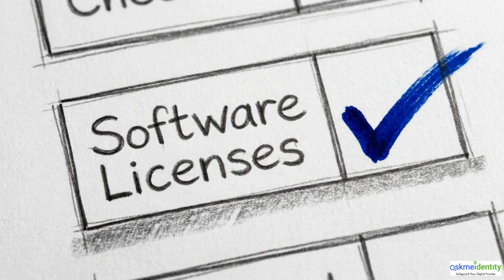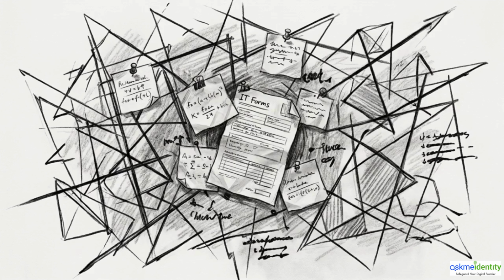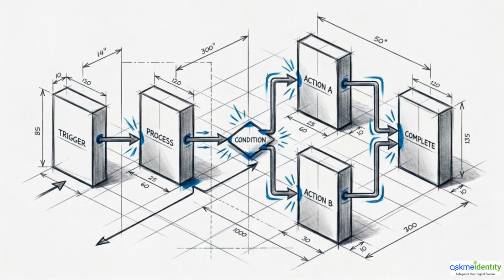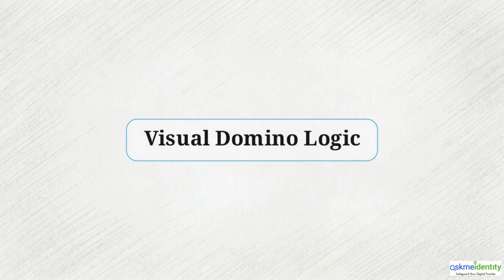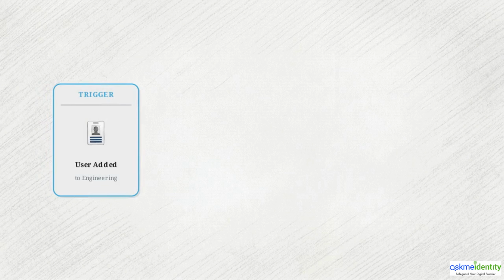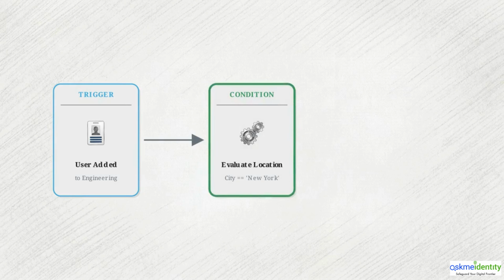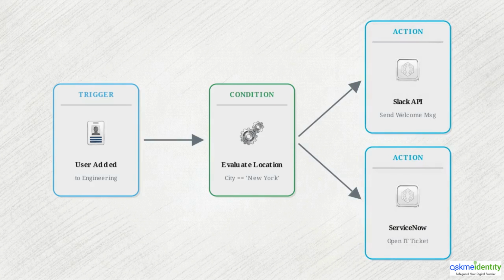Standard provisioning handles the software accounts, but onboarding still involves complex, multi-step human tasks, like sending a welcome message to a manager or submitting an IT hardware request. To orchestrate these fragmented identity processes, we use Okta Workflows, a specialized no-code automation platform. Workflows operates on visual domino logic. First, set a trigger, like a user added to engineering. Next, evaluate a condition, like verifying their location is New York. Finally, the system executes actions, simultaneously pinging the Slack API and opening a ticket in ServiceNow.